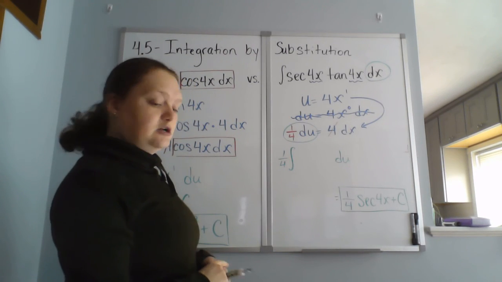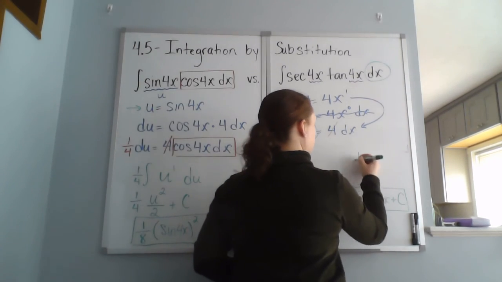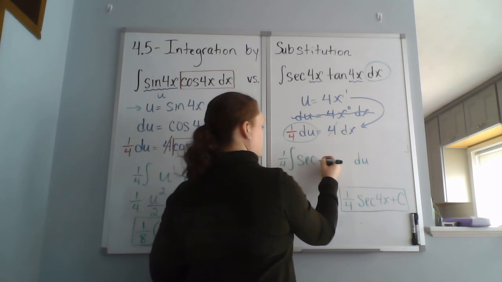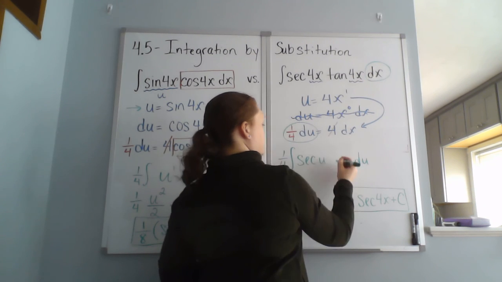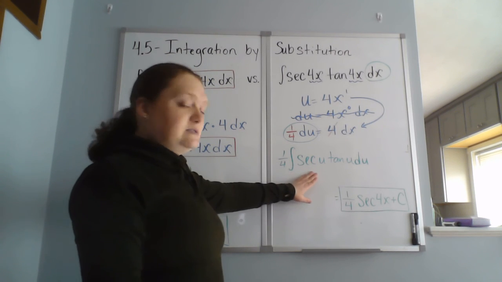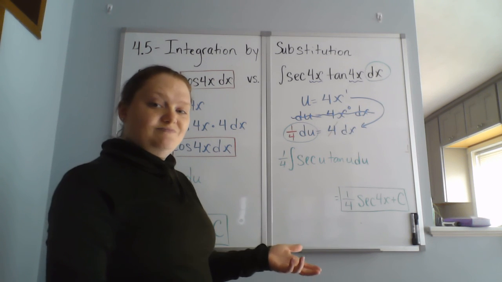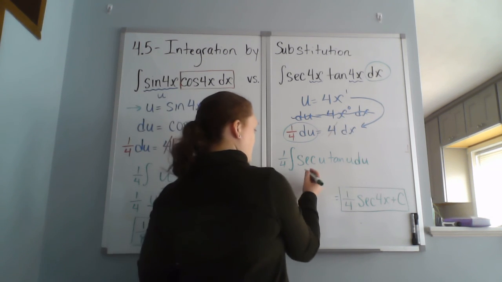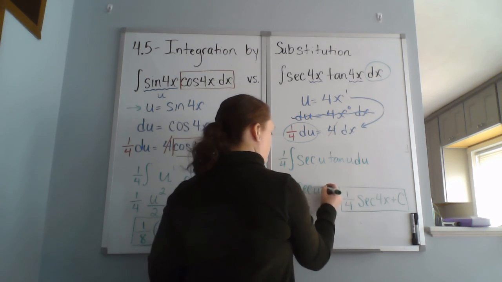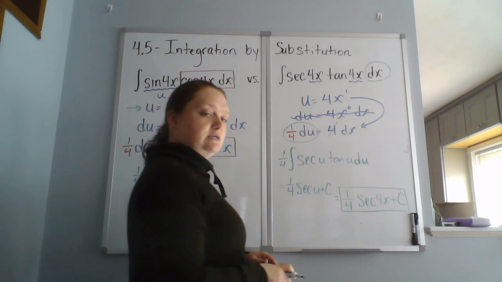You know what? I think I'm going to need a little bit more writing room. So I'm going to move that du over a little bit. So now I've got secant 4x is u, so I've got secant of u, tangent of also u. There we go. Definitely needed the more space. And now this is a matter of, do you know your rules? Do you know the antiderivative of secant tangent is actually just secant? So this becomes 1/4 secant of u plus c. Replace the u with a 4x, and you in fact get to the exact same answer we got from the other way.